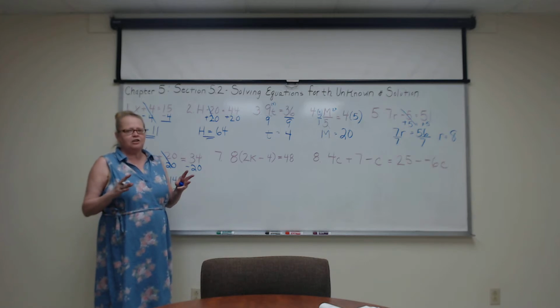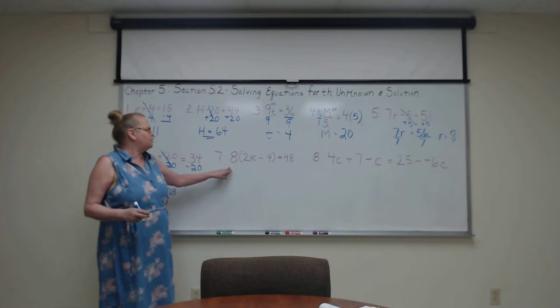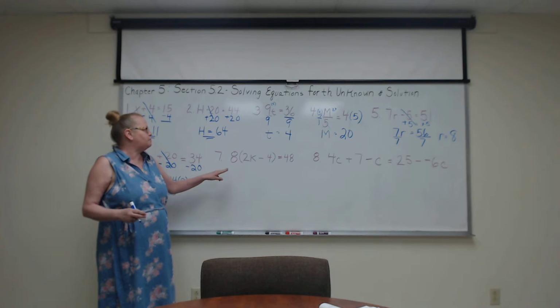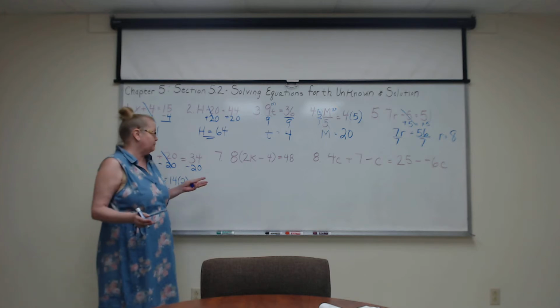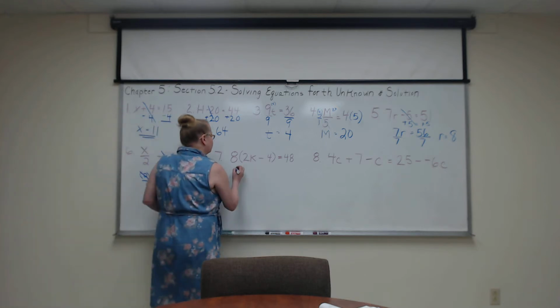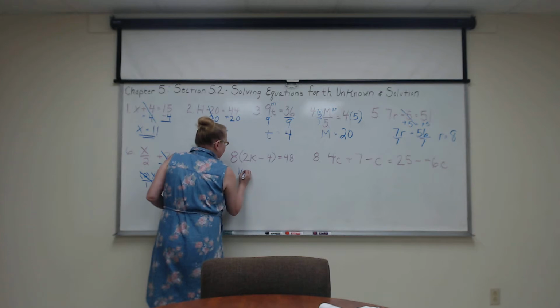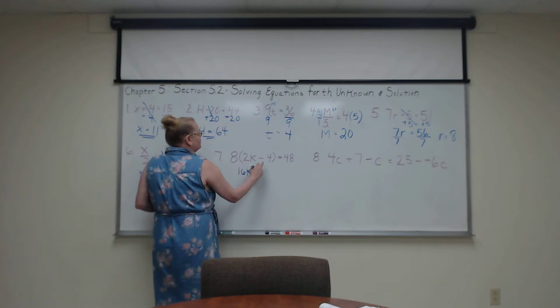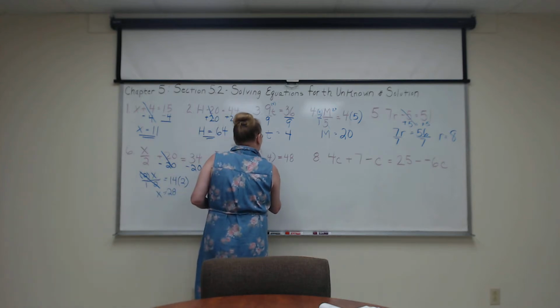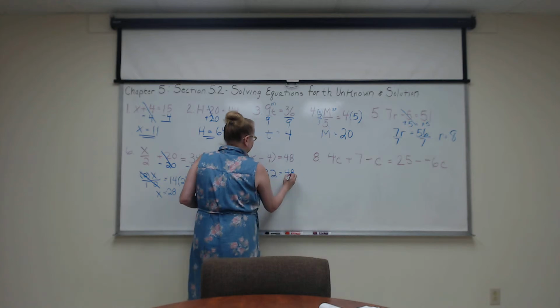And your book kind of talks a little bit about order of operations, but if you need some more assistance with that, let me know. But I will tell you that when you see parentheses, basically, a number against parentheses means you multiply everything inside the parentheses. So that's what we're going to go ahead and do. We get 16K minus 8 times 4 is 32 equals 48.